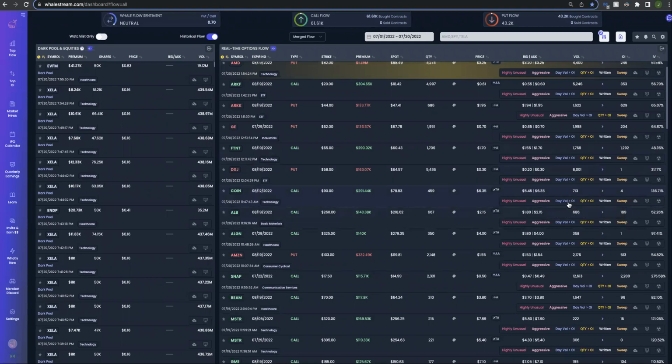When the day's volume is greater than the OI, you can see some of these are lower OI. So the day's volume is not going to be difficult to exceed on those. But when you have things like this that have over 2,000 OI, and then you're seeing 12,000 volume on that day, that's really worth noting.